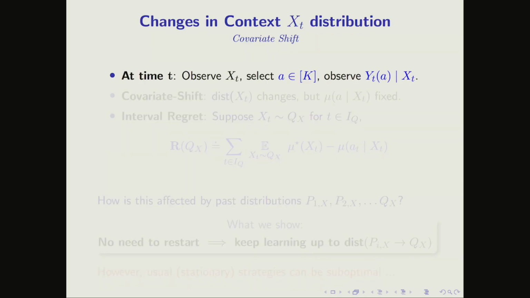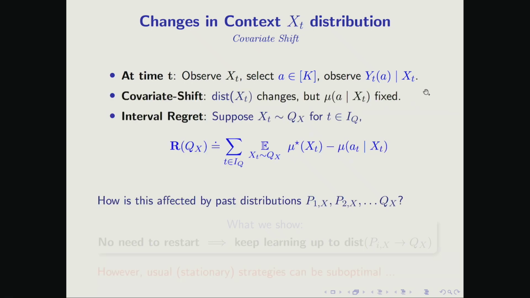All right, so here's the setup. At time t, I observe a context x_t. I select an arm, and I observe a reward for that context. Covariance shift, I just explained it. The distribution of x_t is changing, but the conditional means are not changing.